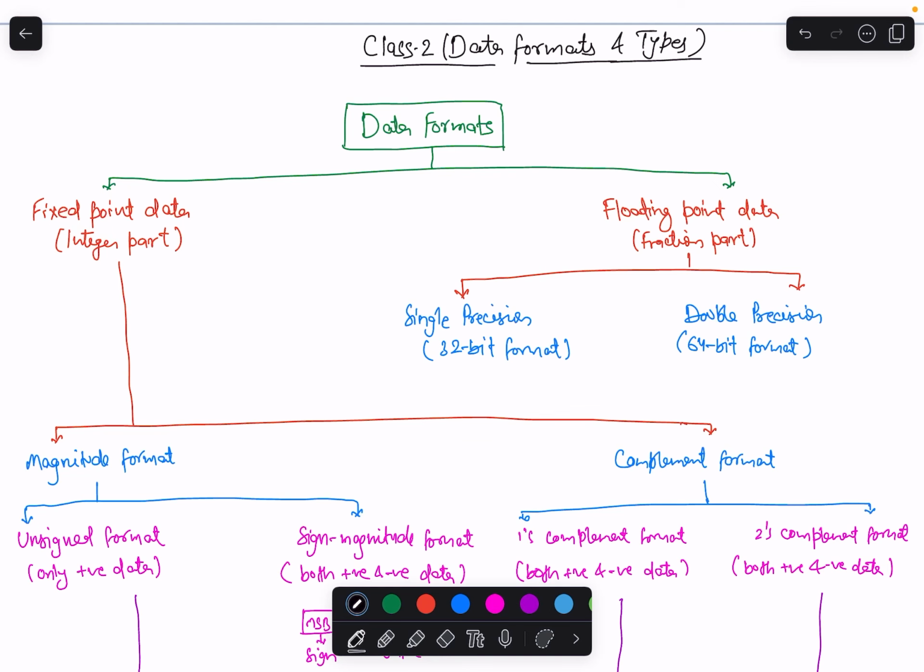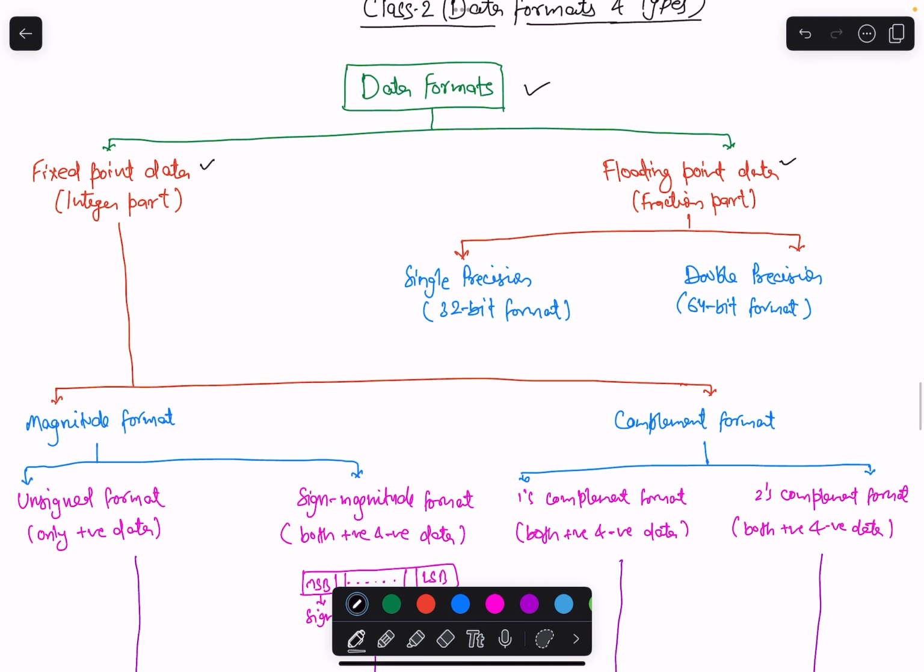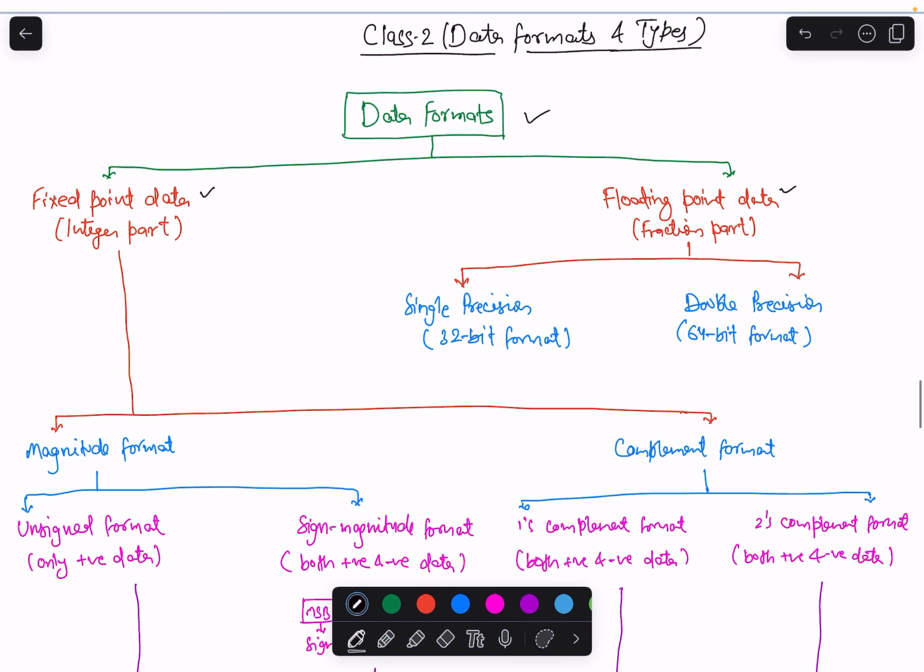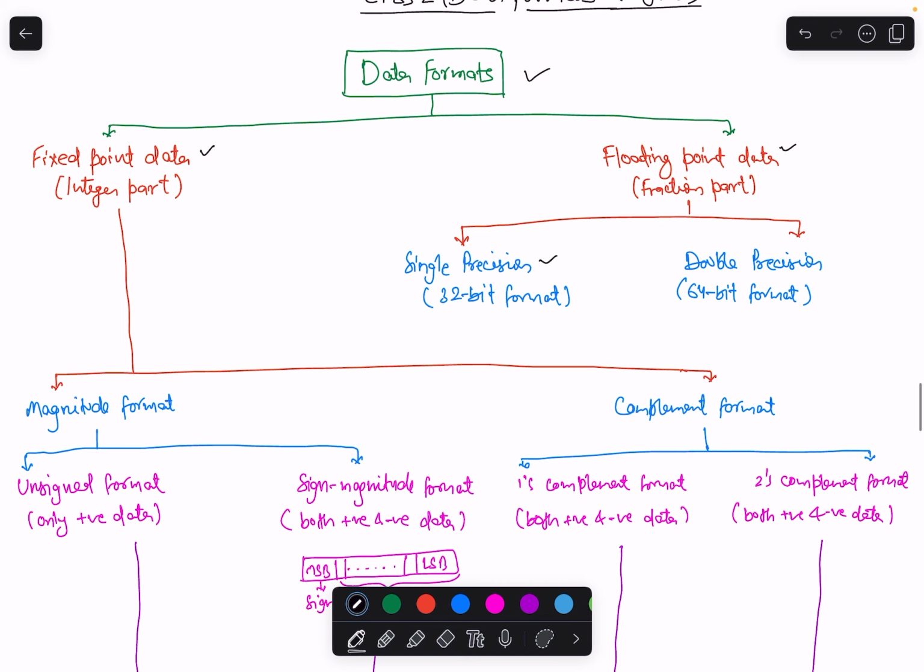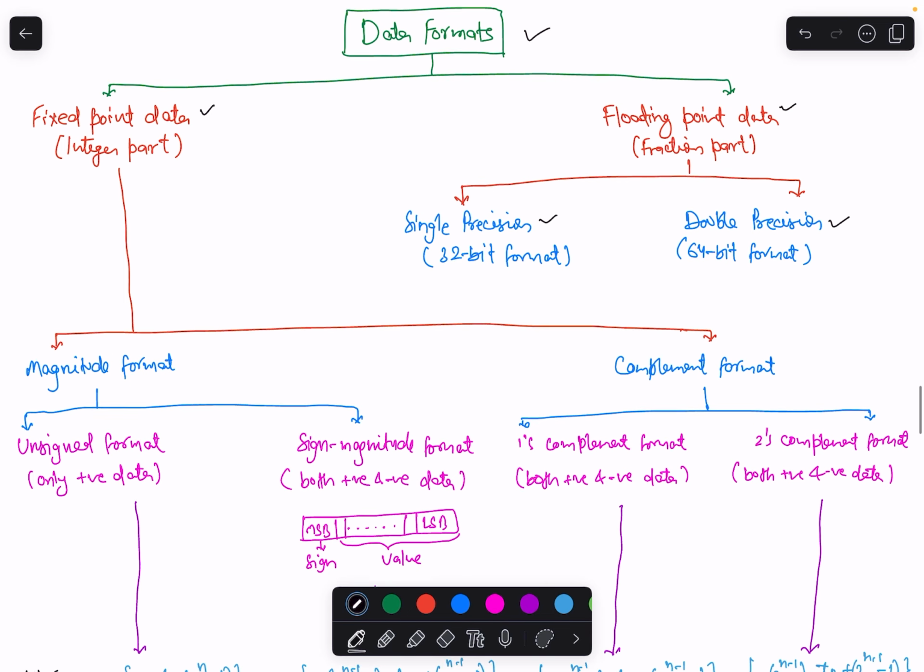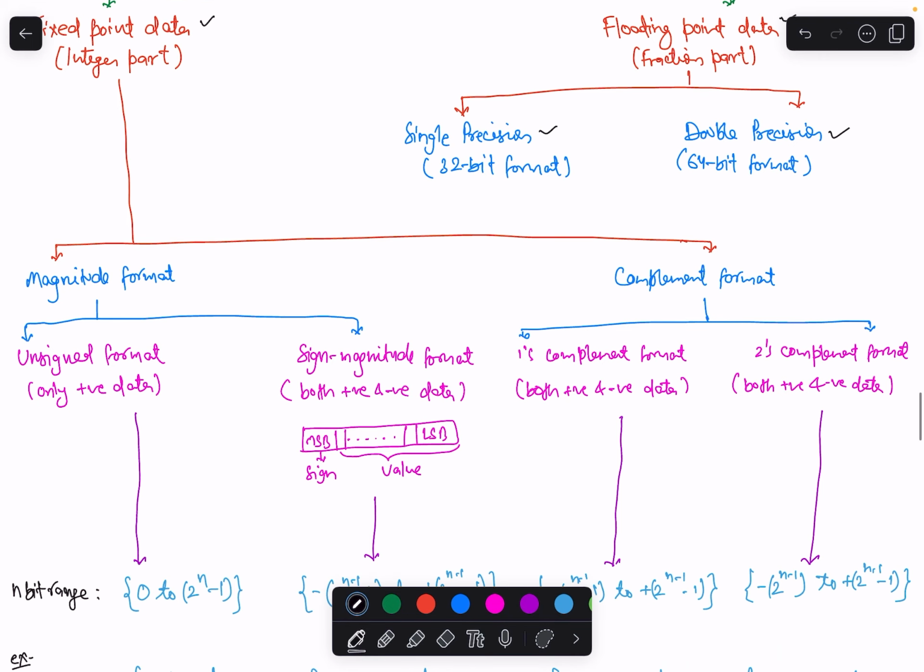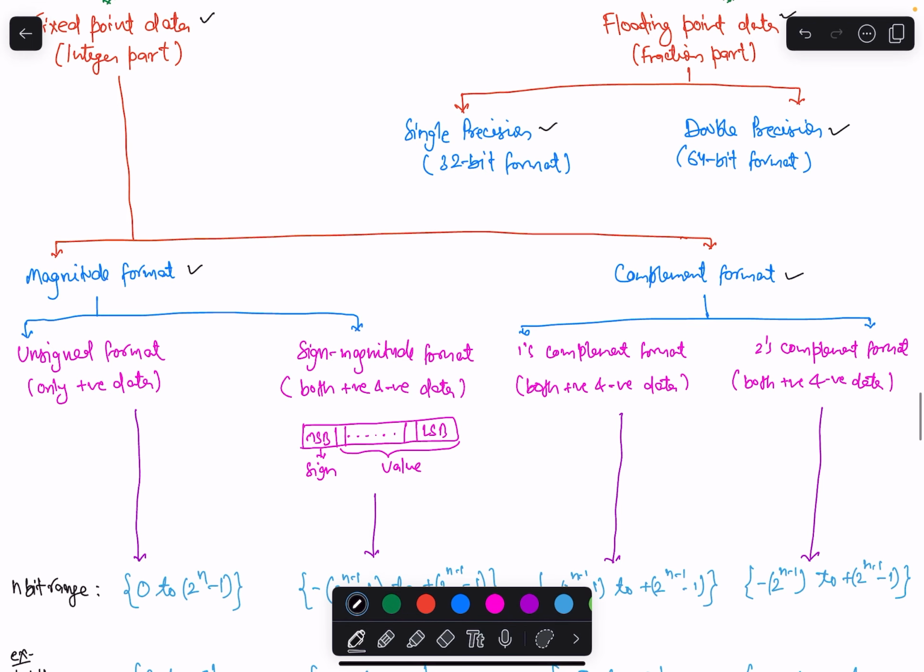Hello friends. So in this video we will talk about the data formats and type. In the data formats we have two formats, fixed point data and the floating point data. The floating point data is further divided into two types, single precision that is 32-bit and double precision that is 64-bit.